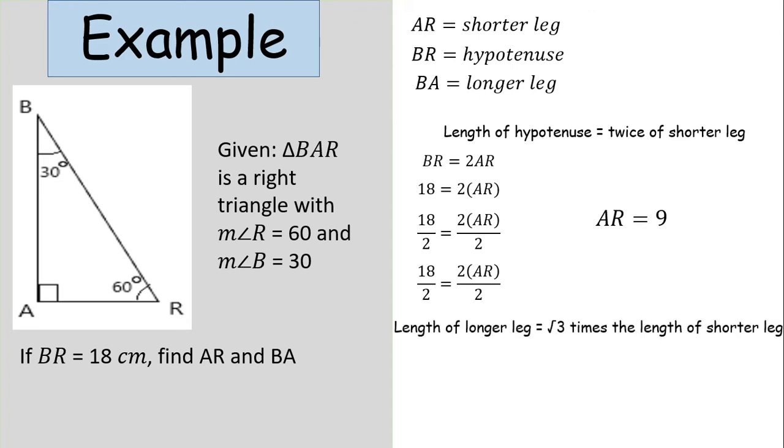Hinahanap din natin yung longer leg, which is the BA. So, BA is equal to AR times square root of 3. BA is equal to yung AR natin, di ba nakuha na natin, which is 9. Substitute lang si 9 kasi siya yung shorter leg, times square root of 3. So, yun na agad yung longer leg ninyo.